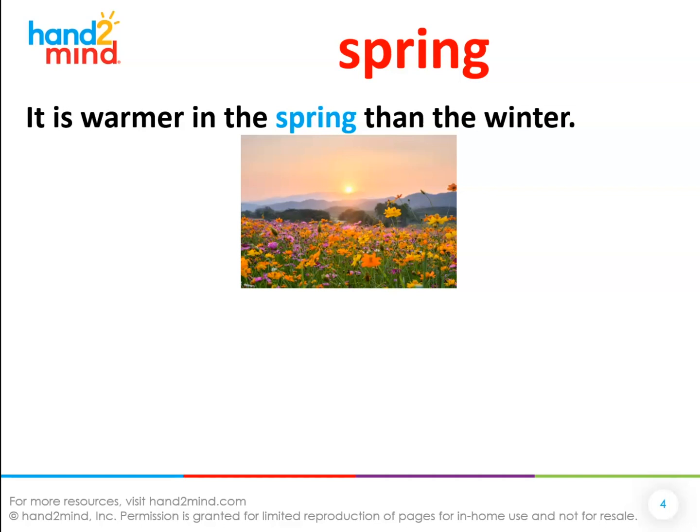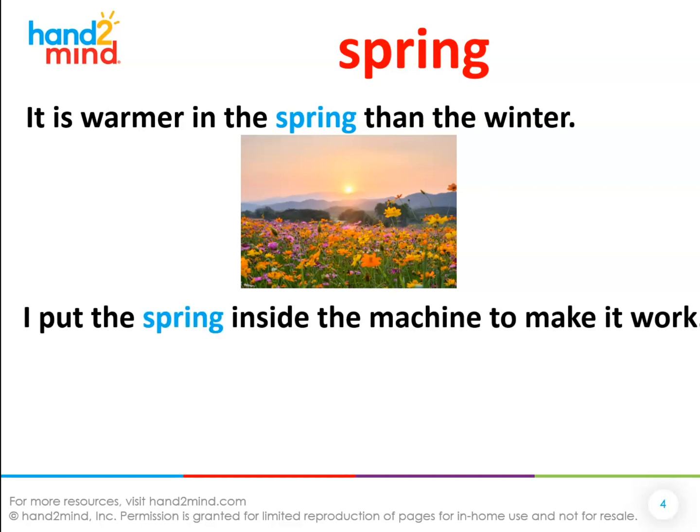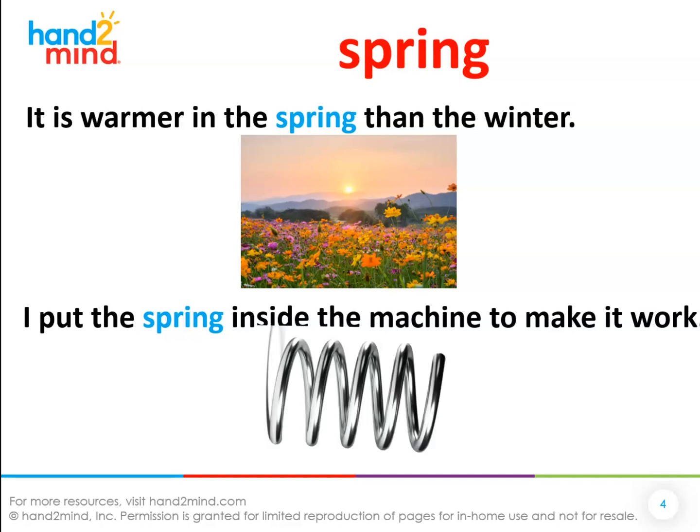Now let's look at spring in another sentence. I put the spring inside the machine to make it work. What do you think the word spring means in this sentence? In this sentence, the word spring means an object that you can usually push down and it springs back up, and you usually see it in machines. So again, we see the word spring in both sentences, but it means two totally different things. In the first sentence, we're talking about the season of spring. And in the second sentence, we're talking about an actual object. Let's look at another homonym.